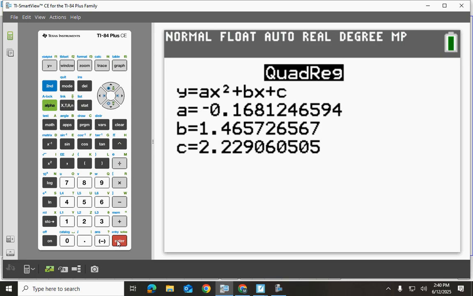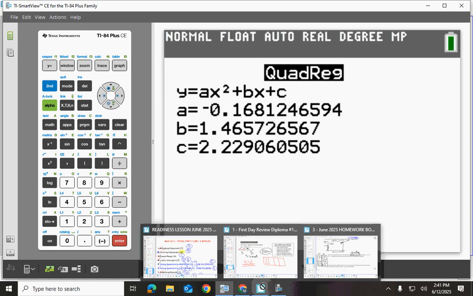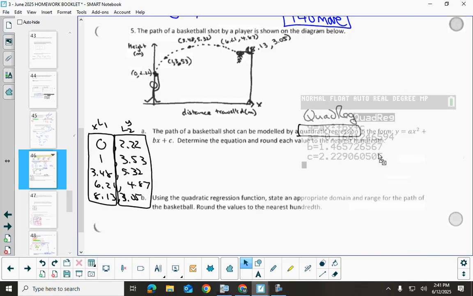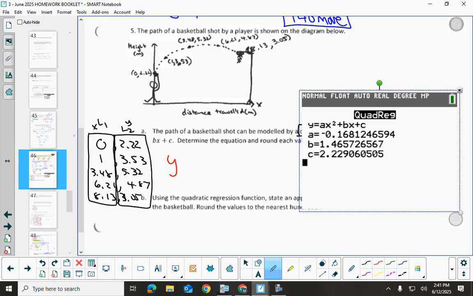So there it is. The question is, determine the equation and round each value to the nearest hundredth. So nearest hundredth would be negative 0.17x squared plus 1.47x plus 2.23. Now again, they will take off half a mark for rounding if you rounded that incorrectly. Hundredth means 2 numbers after the decimal.